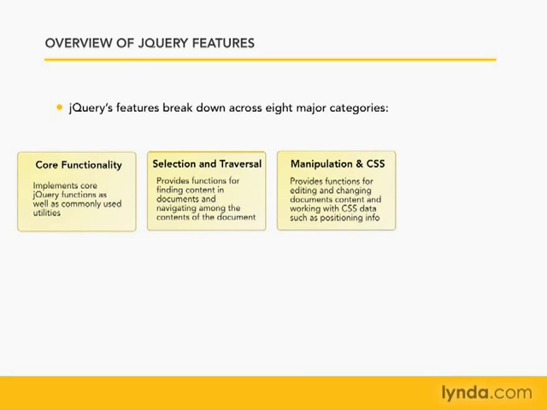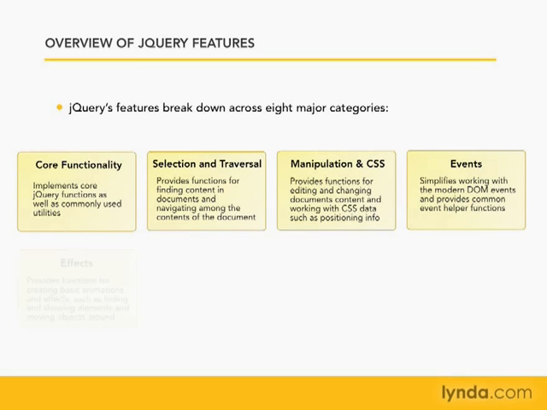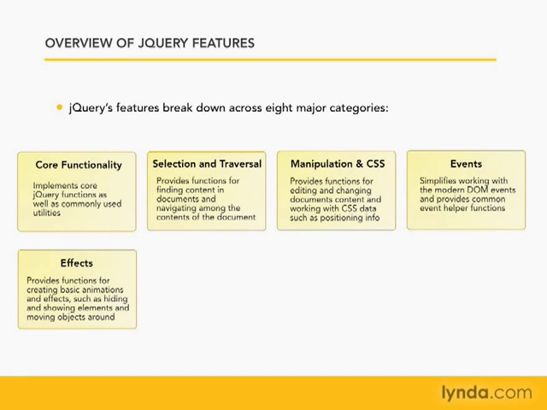That's followed by the events category, and this simplifies working with the modern DOM events and provides a lot of common event helper functions that cover some common scenarios that pop up in interaction design in web pages. Then there's the effects category, and this is where things begin to get interesting. This category contains functions for creating some basic animations and effects, such as hiding and showing elements, moving things around, fading things in and out, that kind of stuff.